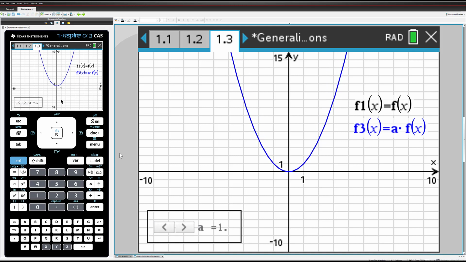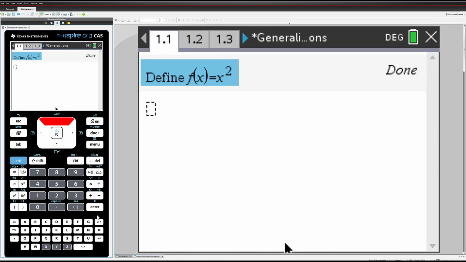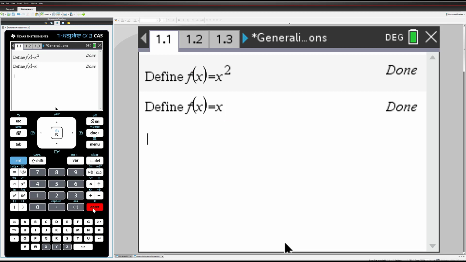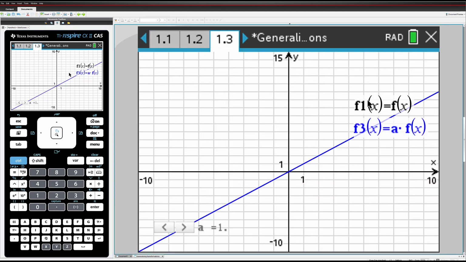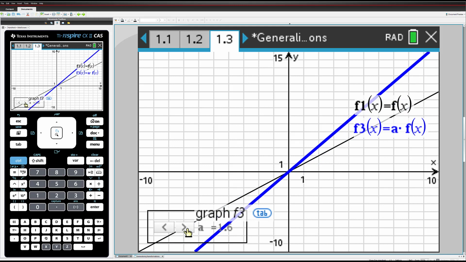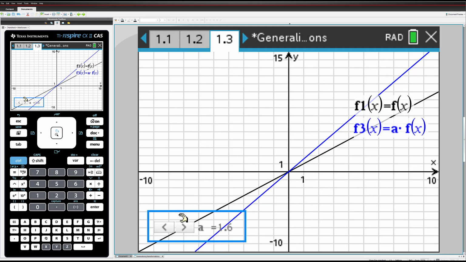Now it doesn't just have to be a quadratic. Let's go over here again and redefine our function. Let's change it to just x for now, the linear graph. So now when I go back over here, I see y equals f of x is drawn in black, underneath the blue line, which is y equals a times f of x. As I make a bigger, we're multiplying the y values. I'm just going to move the slider up out of the way of the graph.